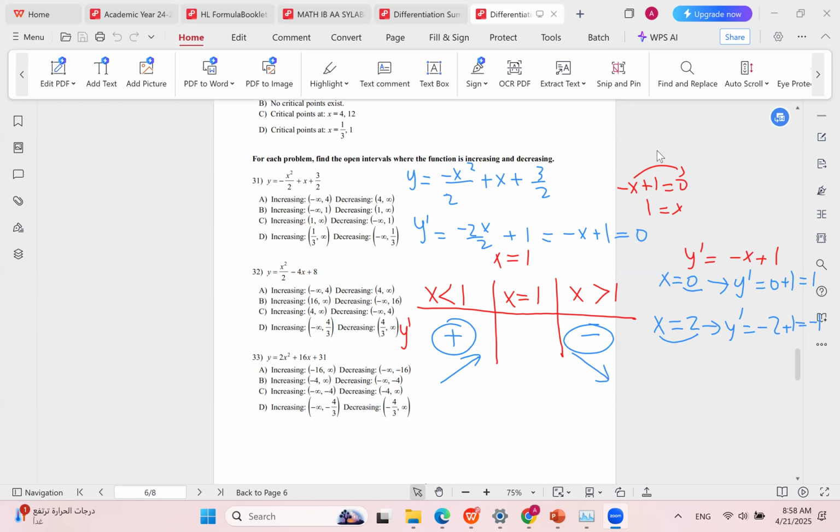And this tells us that here we have what we call a maximum point. Anyway, they're not really asking about maximum and minimum, they're just asking about increasing and decreasing. So we're going to choose choice B, since it increases from negative infinity to 1 and decreases from 1 to infinity.